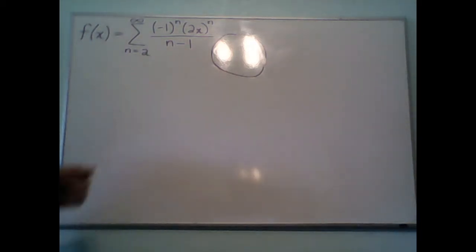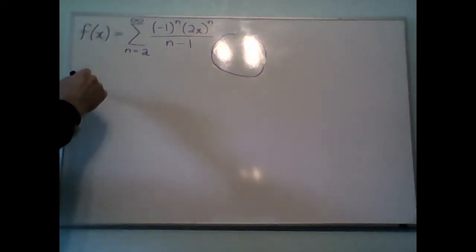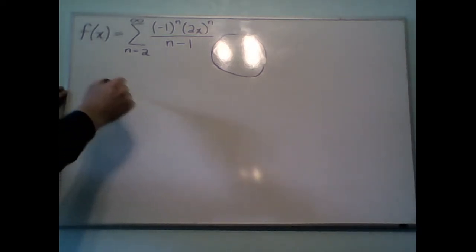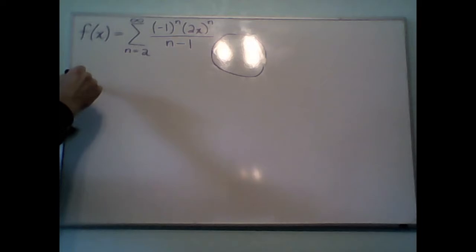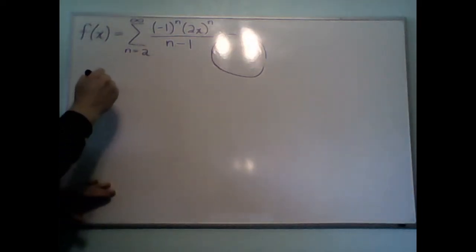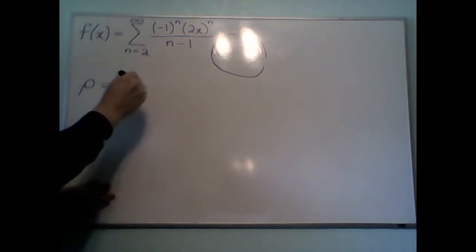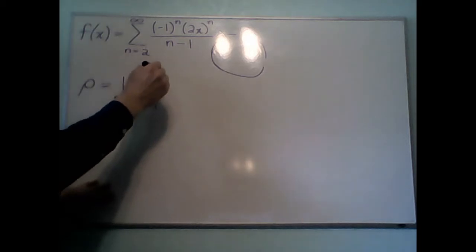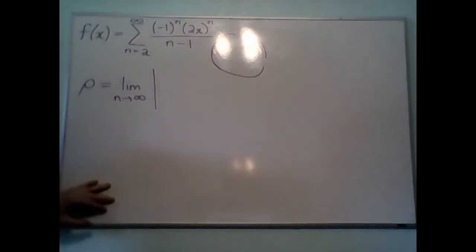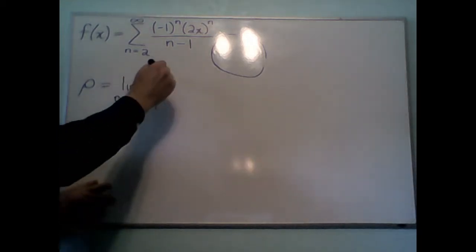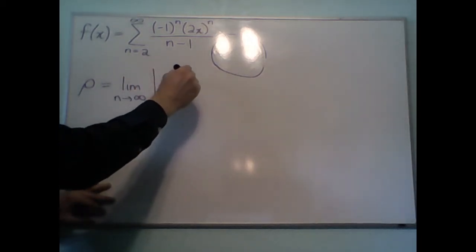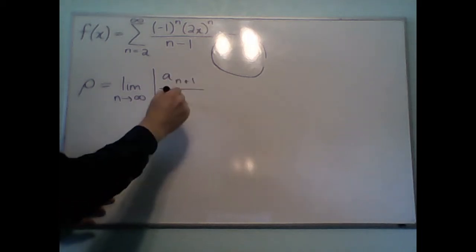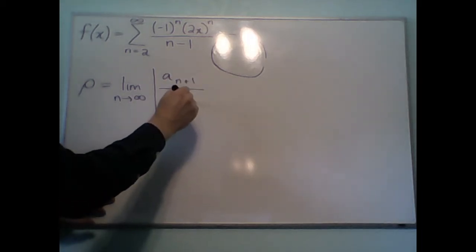one is not. So to find the interval of convergence, I will find this quantity that I like to call rho, which is defined as the limit as n goes to infinity of the absolute value. Sometimes the book will call this the absolute ratio test, but I just think of it as the ratio test. The absolute value of a sub n plus 1 divided by a sub n.